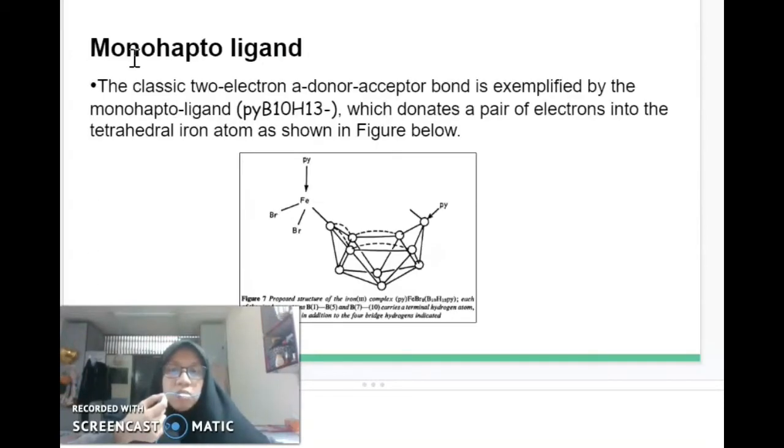Okay, I will explain more about the monohapto ligand. The monohapto ligand is the classic 2-electron donor-acceptor bond, which donates a pair of electrons into the tetrahedral iron atom as shown in the figure below. As you can see in this figure, this is the monohapto ligand that binds to the iron atom.